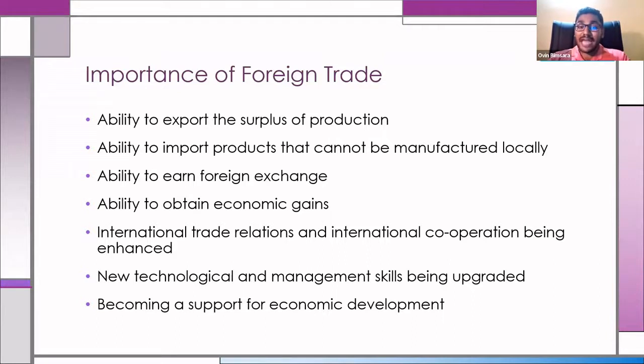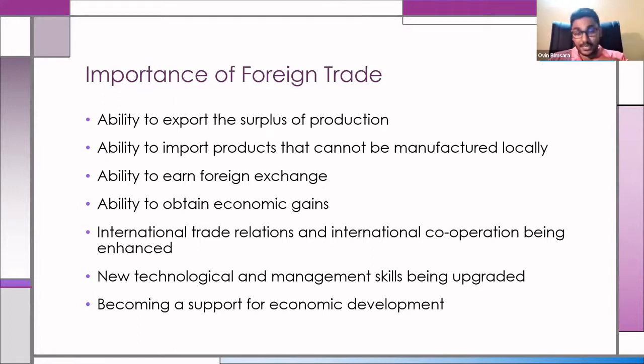New technological and management skills being upgraded. Whatever skills and technologies are being realized in different countries can be imported to your local country as a result of foreign trade, becoming a support for economic development. If you are a developing country, with foreign trade you can uplift yourself.